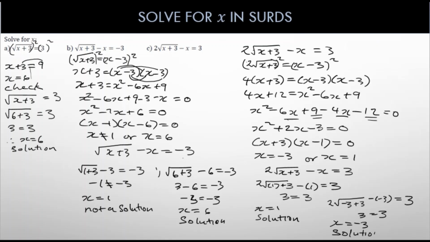So sometimes it does happen, hence you have to check both of your values. Sometimes it does happen that both values are solutions. So what do you have to look out for here when we're talking about solve for x using surds? First thing, you have to isolate the surd. It must be on its own. The second thing that you must do, you have to square both sides.